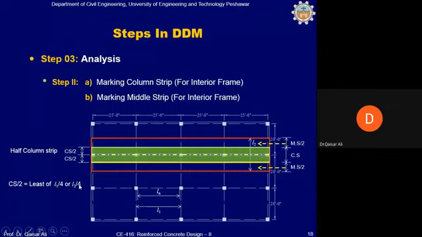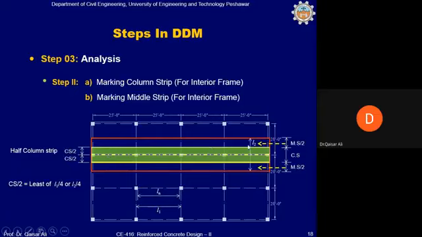20 by 4 is 5 feet, which means that half of the column strip on one side of the column central line is 5 feet, and on the other side is also 5 feet, because all panels are equal in size. So this total column strip is marked with the green color. This green color total strip is the column strip, and the width of the total column strip is now 10 feet. 5 feet on one side and 5 on the other side.